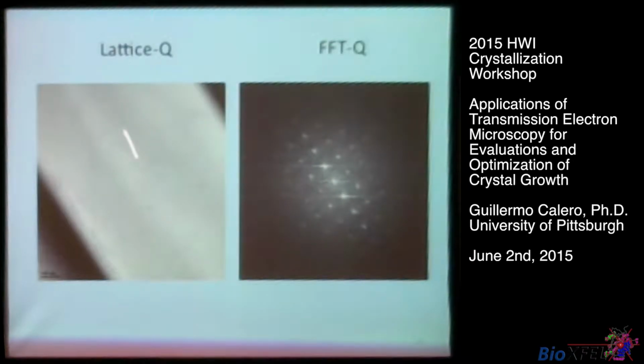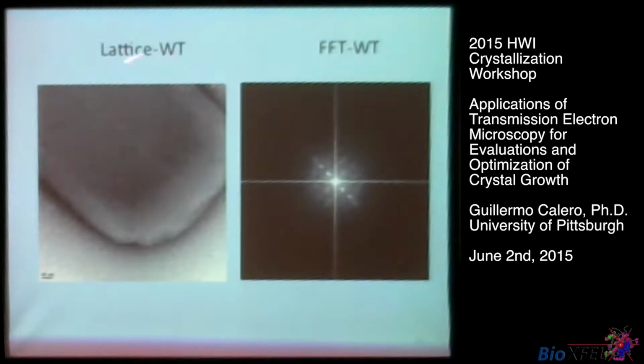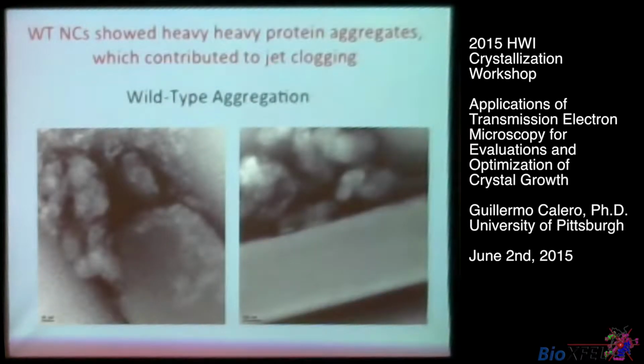This is the Q lattice. You can see the FFT, beautiful, and this is the lattice for wild type. You can see the FFT. It's actually not that good. And when we looked carefully at all the wild type samples, we were able to see all these aggregates. Right? And you had two types of crystals in the wild type sample: crystals that had a not well-ordered lattice, and crystals that had a well-ordered lattice.